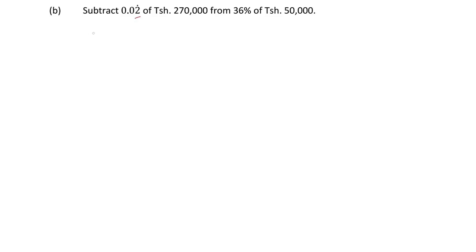So we are going to let x equal 0.0222 and so on. Then let us call this equation number 1. Next we are going to multiply both sides by 10 since only one number repeats. Then we have 10x equals 0.2222 and so on. We call this equation number 2. Then next, let us take equation number 2 minus equation number 1.